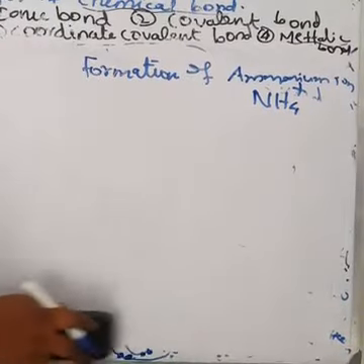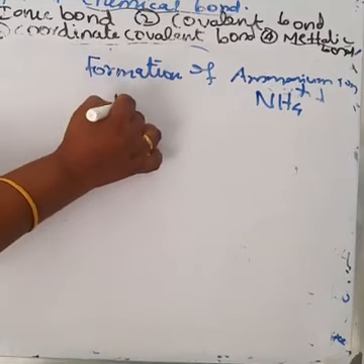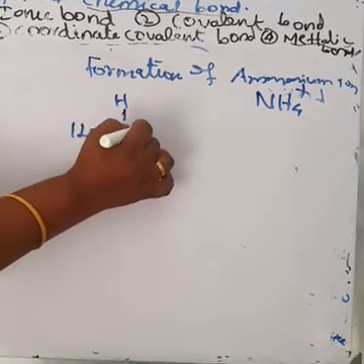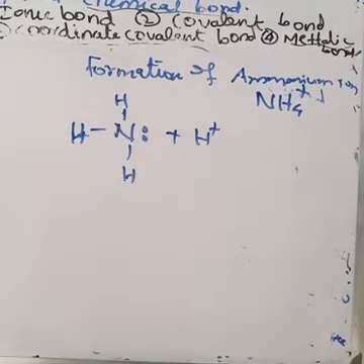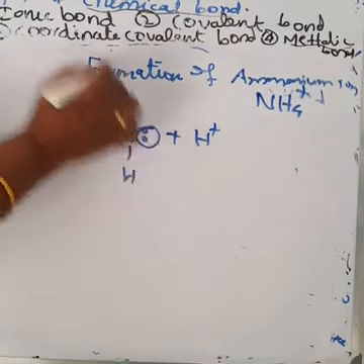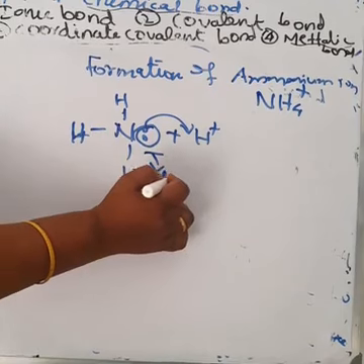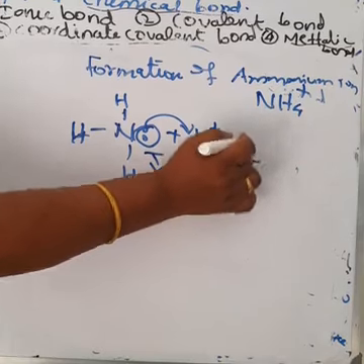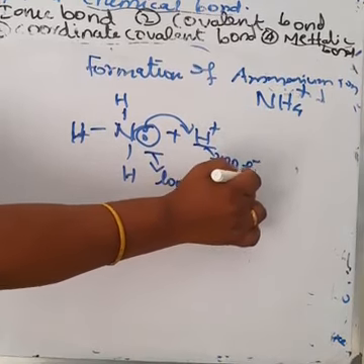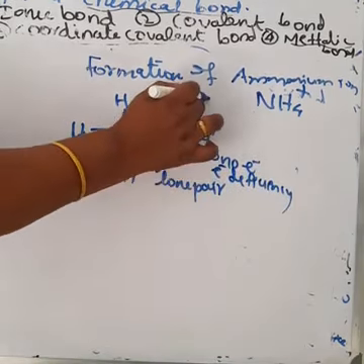Ammonia means the ammonia molecule: the nitrogen atom has one lone pair of electrons and it combines with one H plus ion. When it is combining, the nitrogen atom shares these two lone-pair electrons with the hydrogen. Hydrogen has no electrons now. H plus means no electrons, an electron deficiency. This is not an atom, this is an ion, a hydrogen ion.